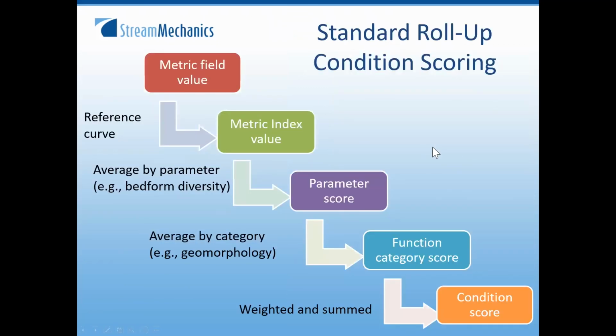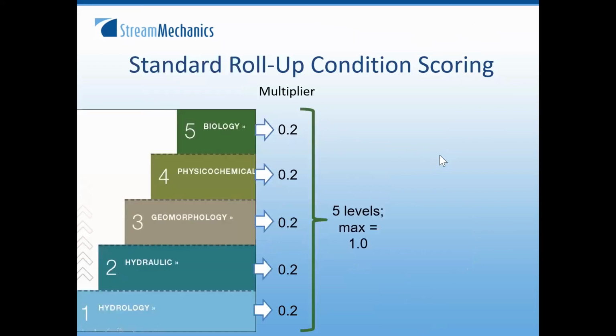All right, so lastly is the scoring. It's a really simple method for scoring. We've already talked about the metric field value. That's like the assessment outcome being converted to that metric index value, the 0 to 1 by metric. That is simply averaged to get a parameter score. The parameters are averaged to get a category score, like hydrology through biology. And then there's a twist. At the very end, they are weighted and summed.